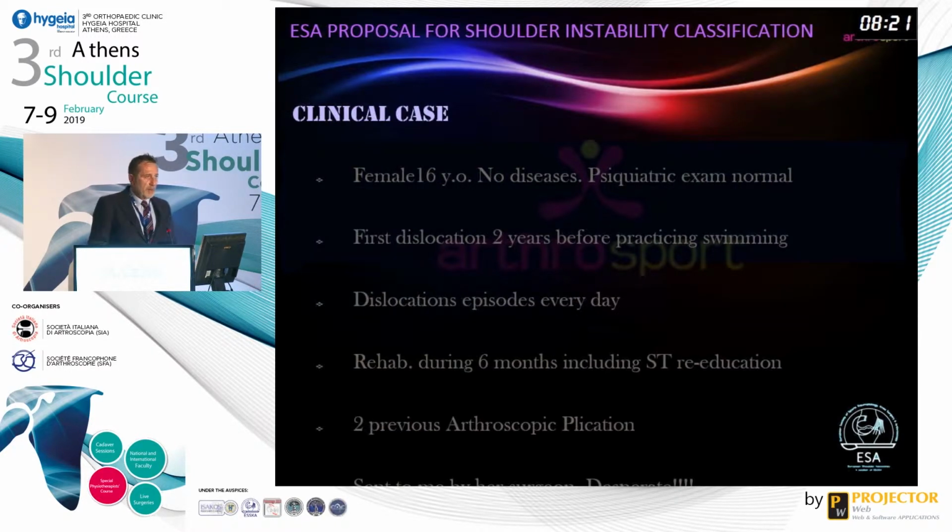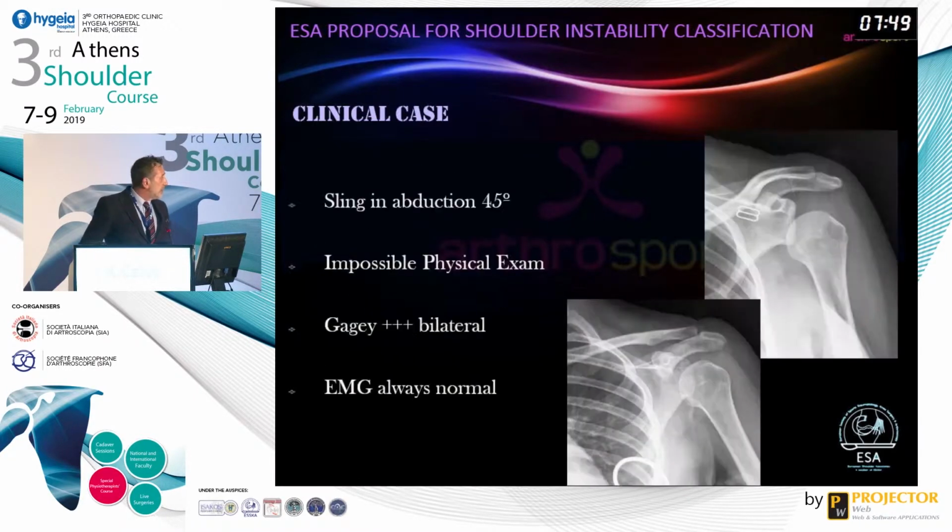This is the case of a young female with no diseases and a normal psychiatric exam. She suffered her first dislocation 2 years before while practicing swimming, and she has a dislocation episode every day. She did a complete PT program, and I received her with 2 previous arthroscopic procedures on her shoulders. This is the image of her shoulder. She keeps her arm in a permanent sling in abduction 45 degrees, with an impossible physical exam. The EMG was always normal.